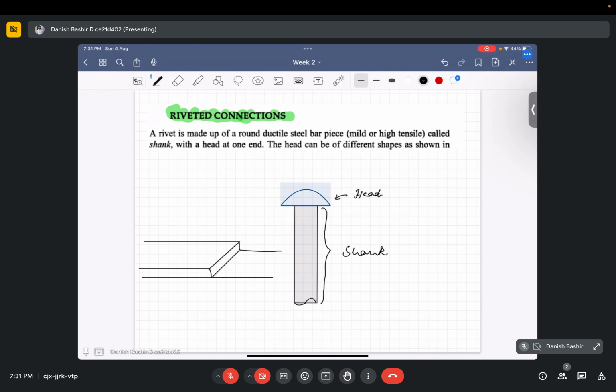Okay, this is continuous from this side, this is continuous from this side. So we put a fastener like this from this side also, and then there is head from this side also, and there is head from this side also.